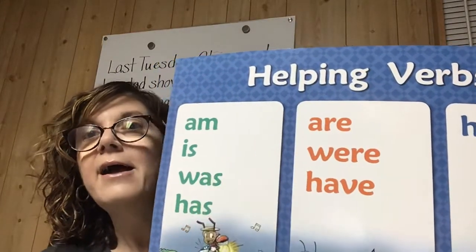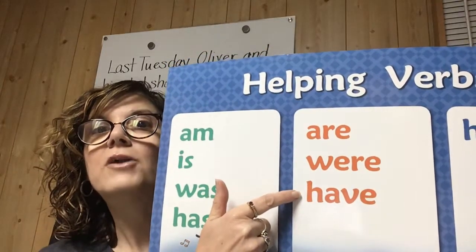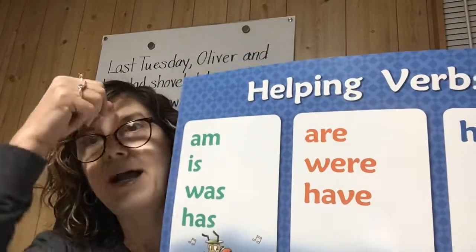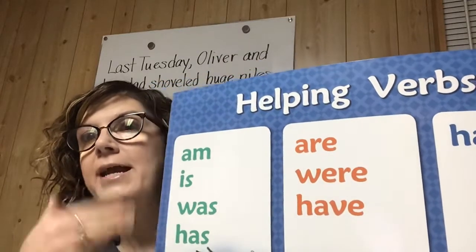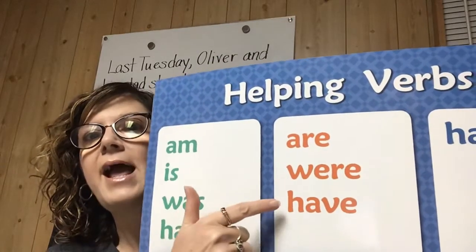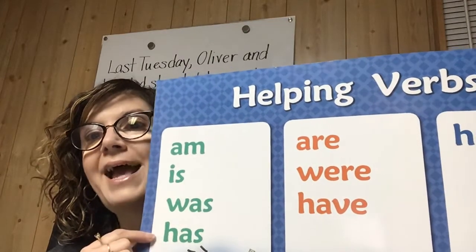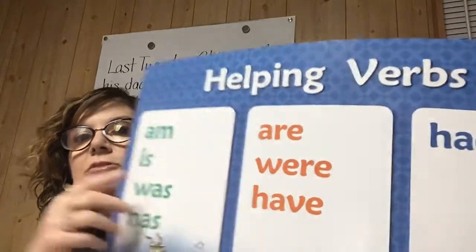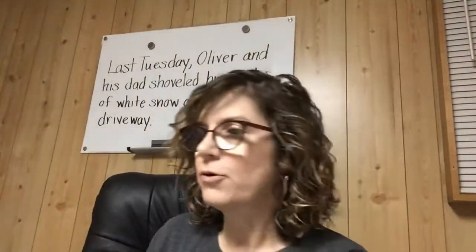Are, were, and have are used with a plural subject, although we did learn the word I and the word you always go with have, right? I have, okay, even though I is singular. If you were going to say I am going, you would say I have gone. You wouldn't say I has gone. So this one's just an exception to the rule when you use I with it. And then had is used with singular or plural.